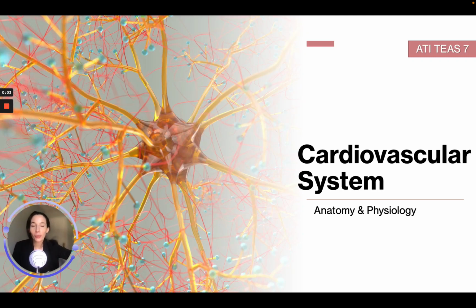So this module we're going to be talking about the cardiovascular system. This again is in the anatomy and physiology section of the ATI TEAS 7 exam. So let's get into it.